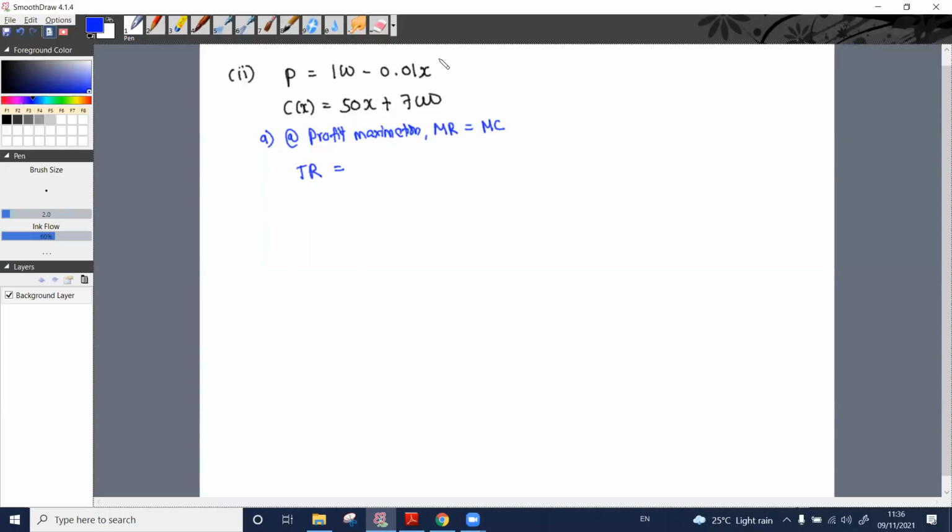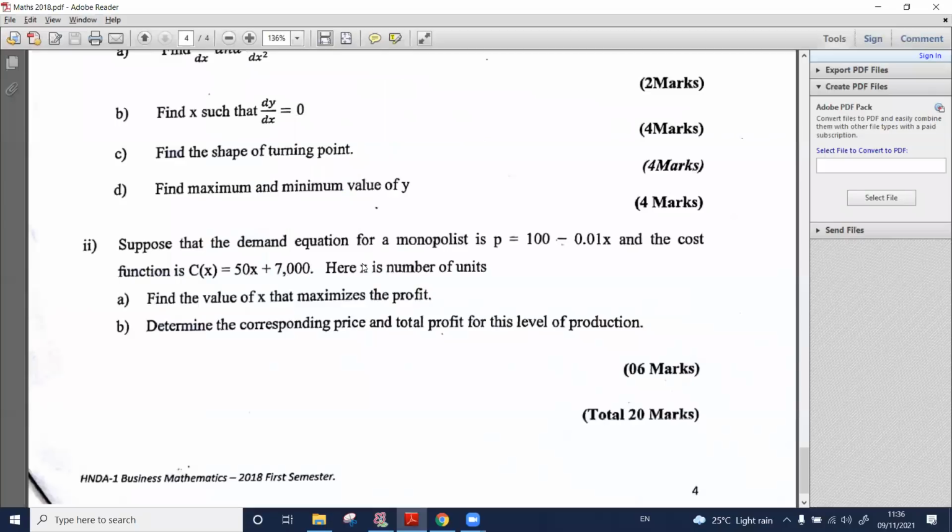Quantity here is represented using what? X is the number of units.